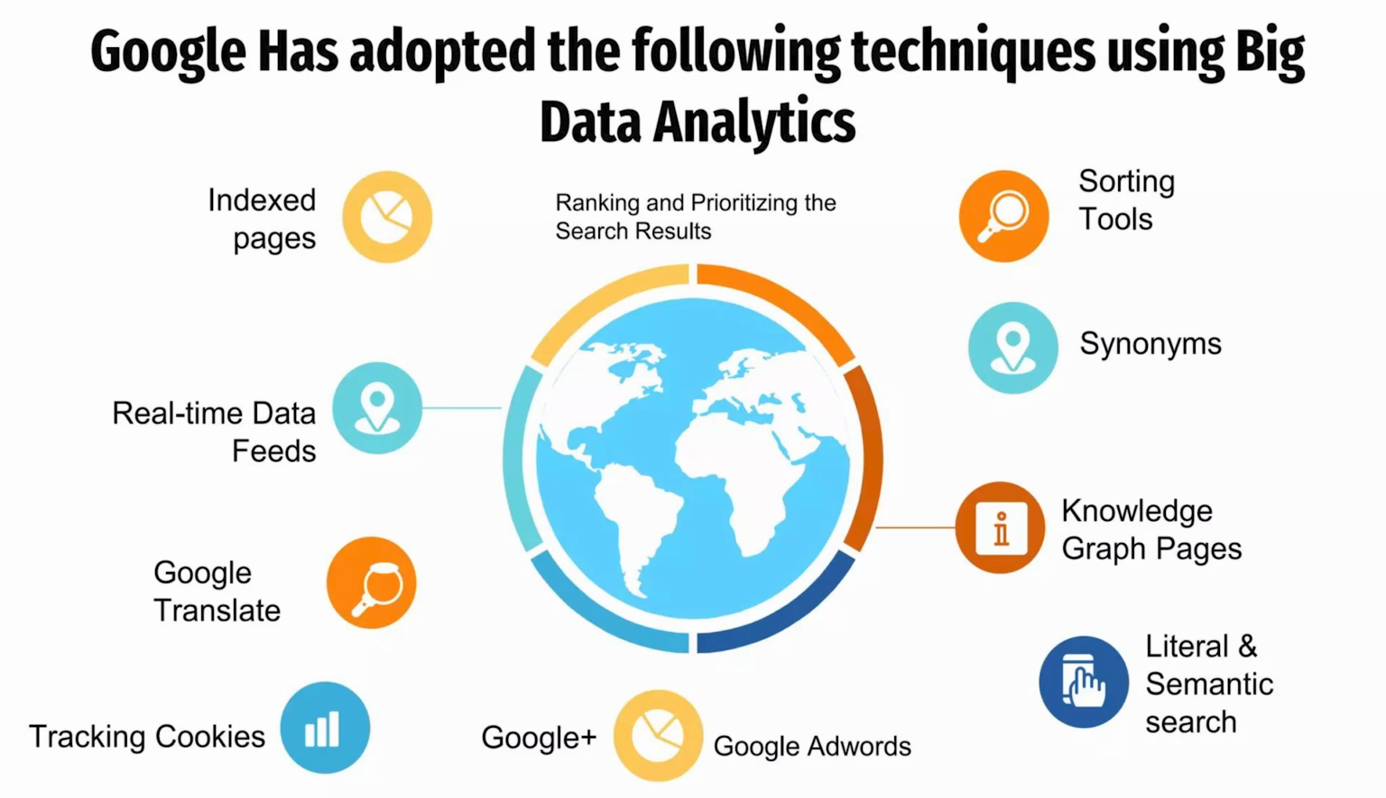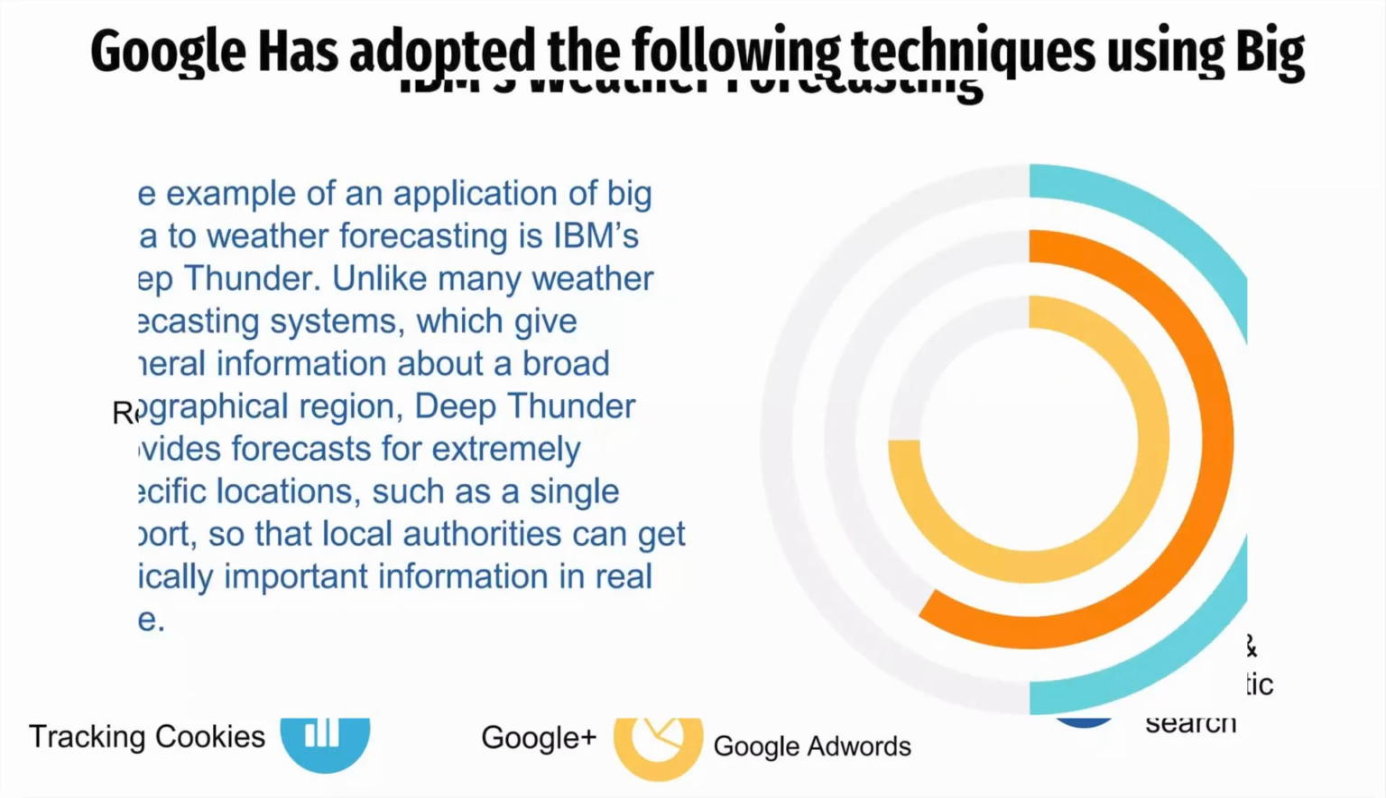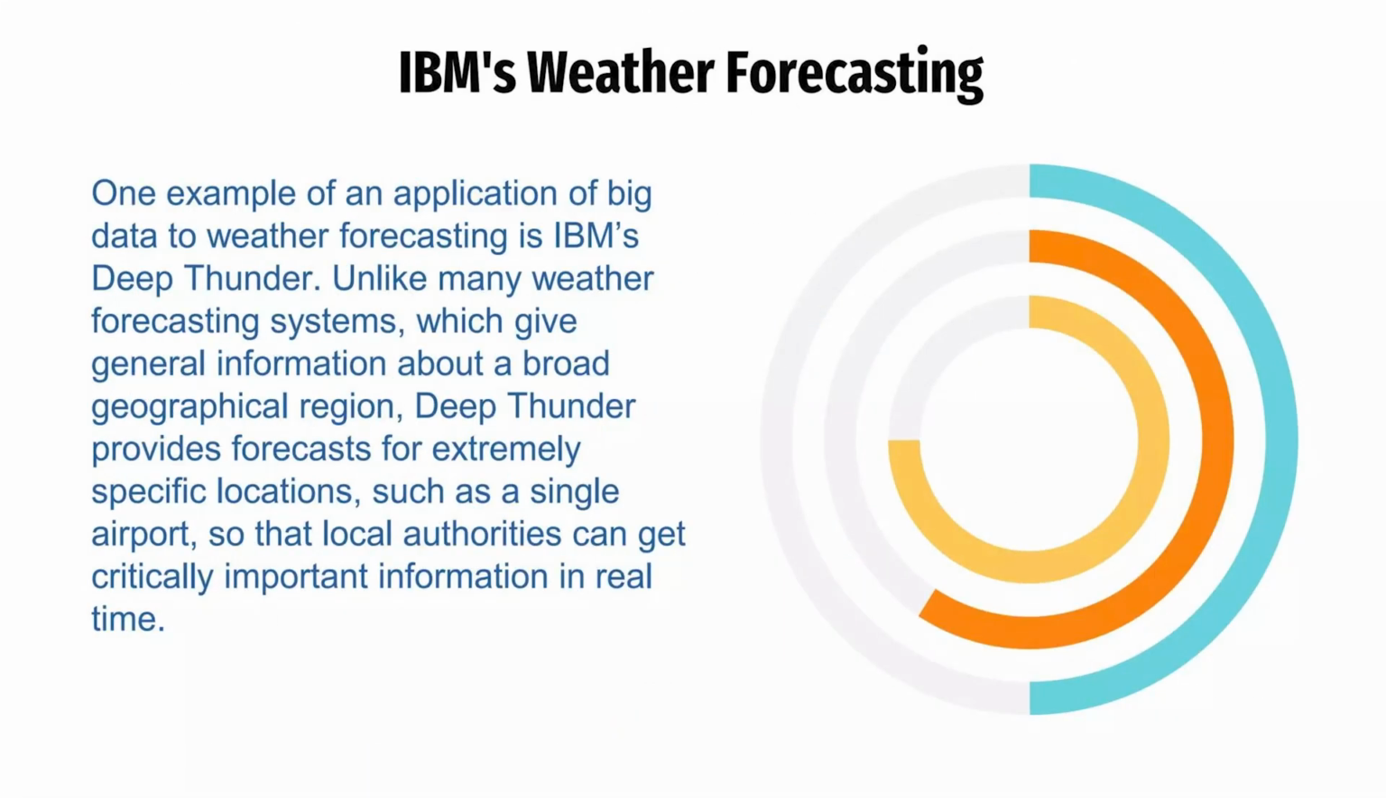One of the most used places for big data is weather forecasting. One example of the application of big data to weather forecasting is IBM's Deep Thunder. Unlike many weather forecasting systems which give general information about a broad geographical region, Deep Thunder provides forecasts for extremely specific locations such as a single airport, so that local authorities can get critically important information in real time.